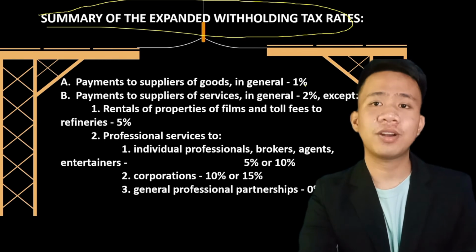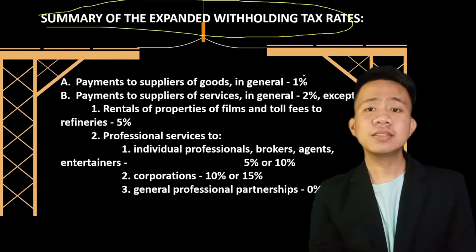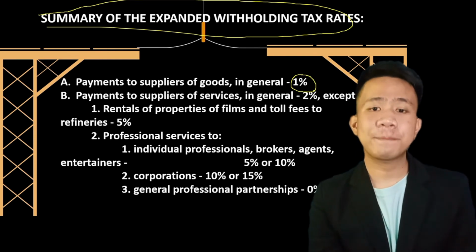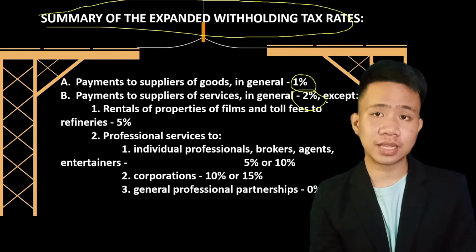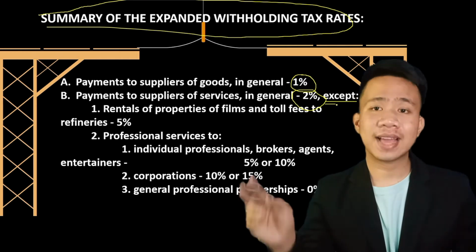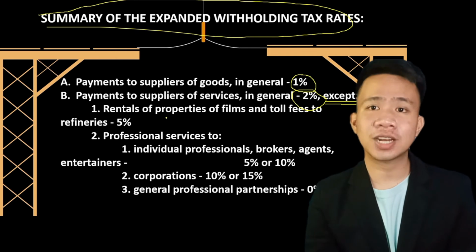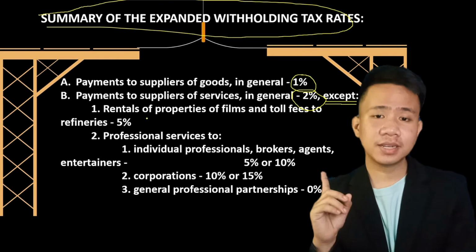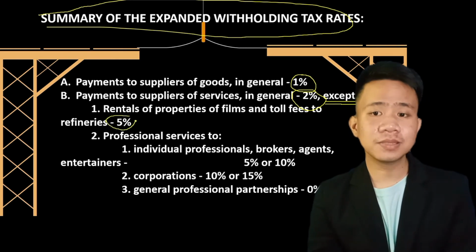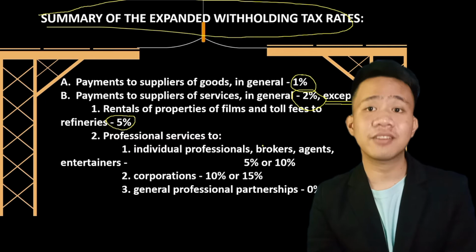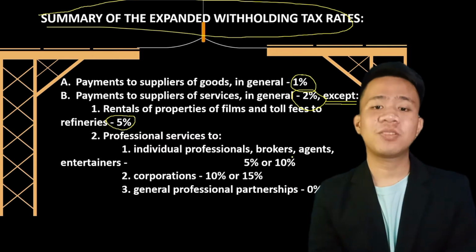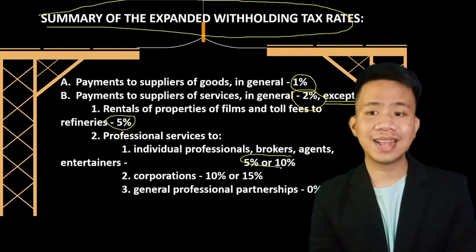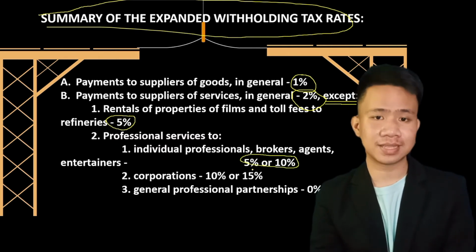tax rate. So for letter A, payments to suppliers of goods in general is 1%. For letter B, payments to suppliers of services in general is 2%, except there's an exception in letter B. So let's go over it one by one. First, rentals of properties or films to toll fees or refineries is 5%. Second, professional services to individual professionals, brokers, agents, or entertainers is 5% or 10%.